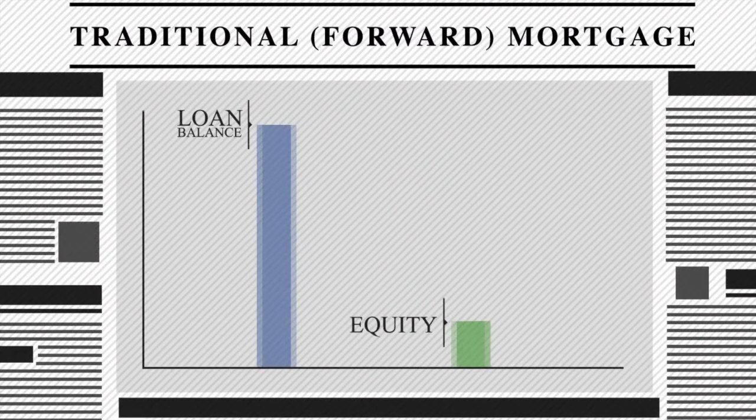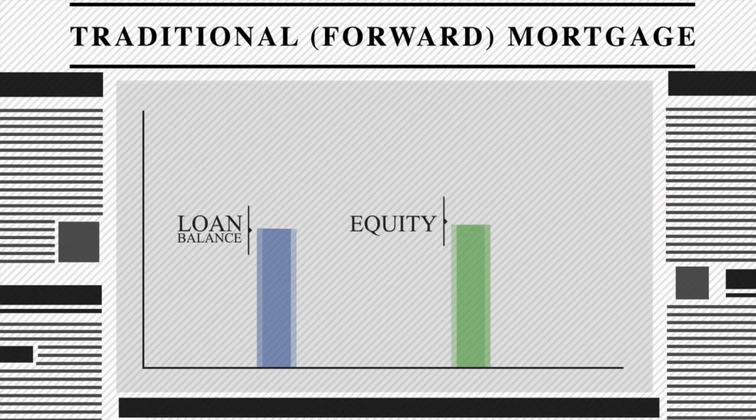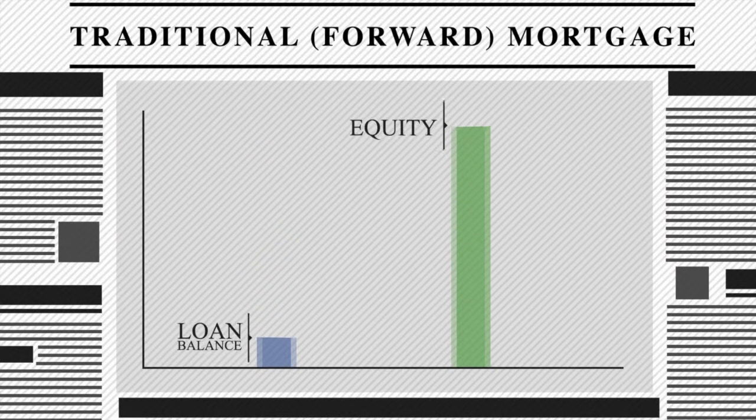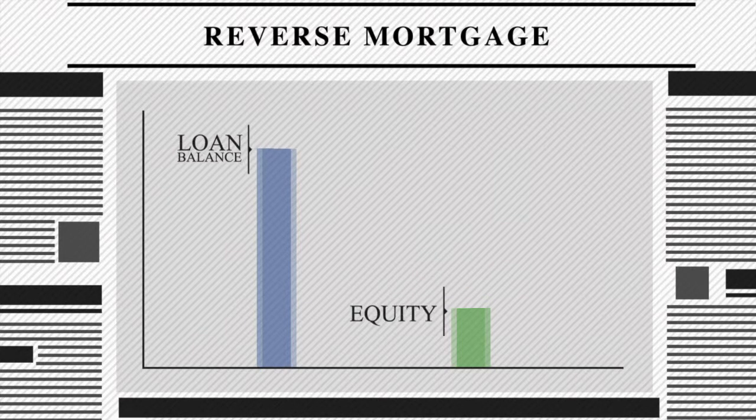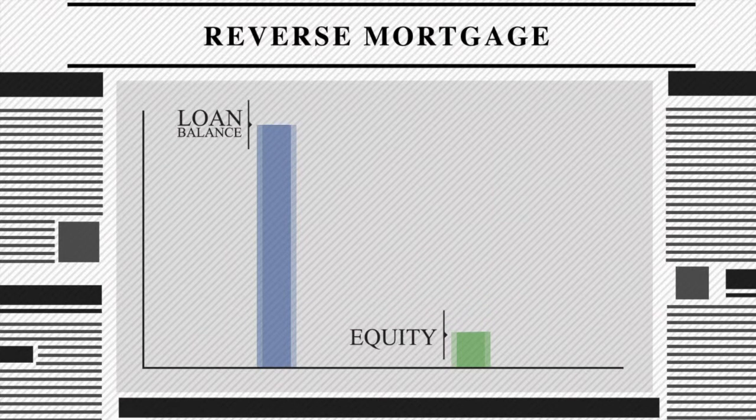This is a good time to point out a key distinction between a reverse mortgage and a traditional or forward mortgage. With a traditional mortgage, because you are making payments, your loan balance decreases and your equity increases. With a reverse mortgage, because you are receiving payments, your loan balance increases and your equity decreases. Simply stated, the amount you owe increases, and this eats away at the equity you've built up in your home.